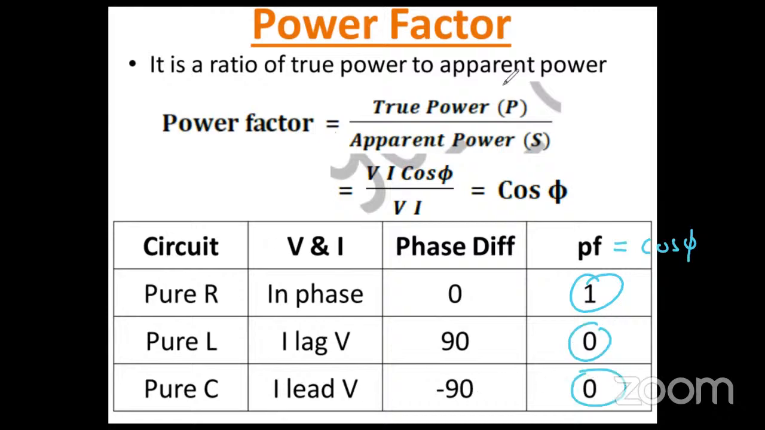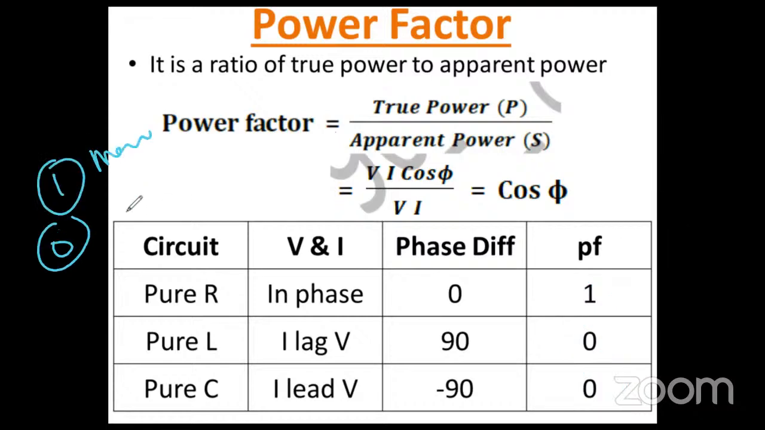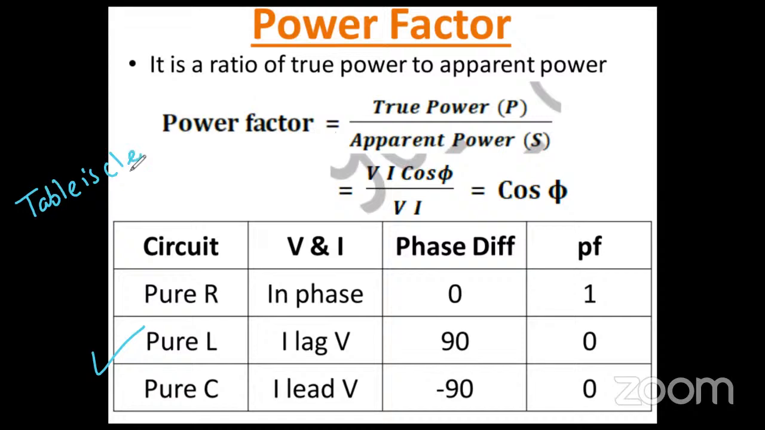So what is the maximum value of power factor? Answer is 1. What is the minimum value? It's 0. So this one is a maximum and this one is a minimum. Okay? Now just go to the table. If there is any doubt in the table or any concept, then ask. Else in the chat box you can write table is clear.